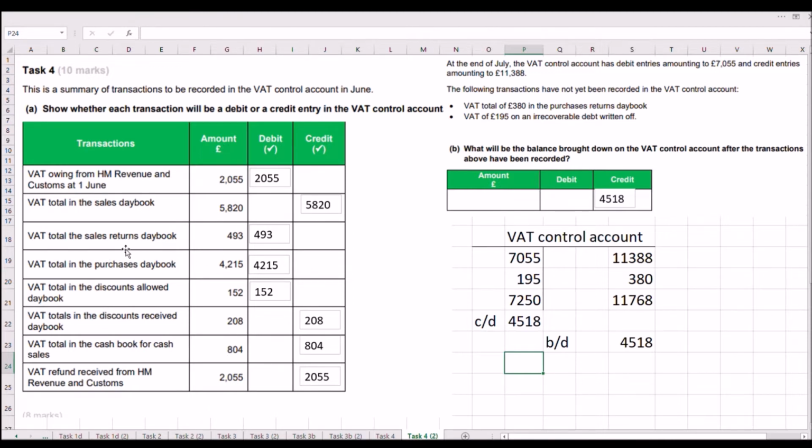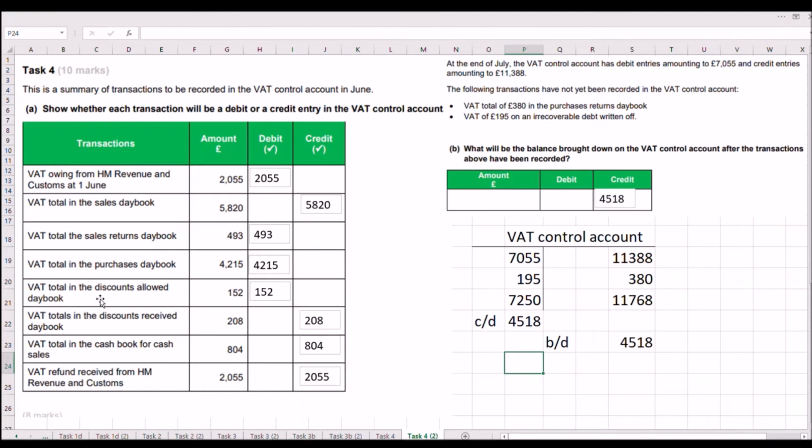In the sales returns day book, that one is a credit to the trade receivables control account, and debit sales returns, debit VAT. Total in the purchases day book, so that is debit purchases, debit VAT, credit trade payables control account. Total in the discounts allowed day book, right?